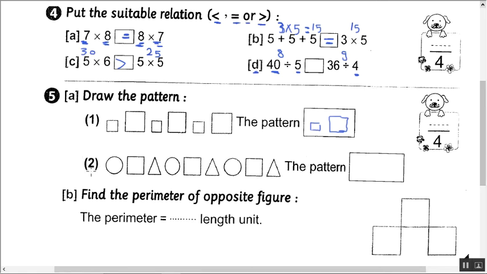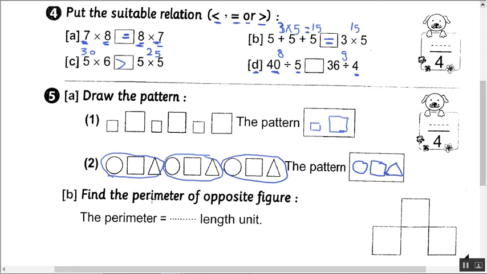Question number 2. Here he said circle, square, triangle. Circle, square, triangle, circle, square, triangle, and here the pattern: he started by circle, square, triangle, and here also circle, square, triangle, and here we have circle, square, triangle. So the same pattern here equals circle, square, and here also we have triangle.